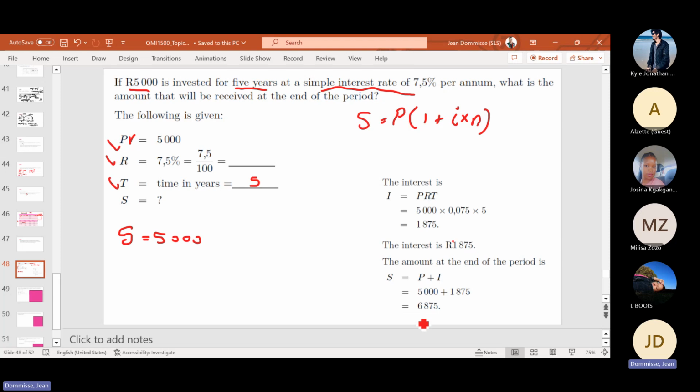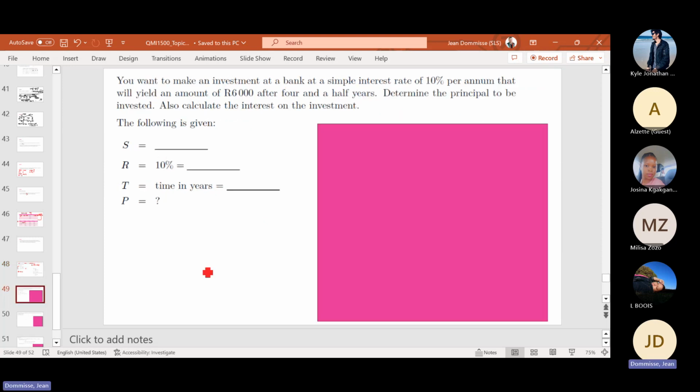Okay, so spot on. The 6875, spot on. So great stuff. I'm going to give you the next one also to try first.